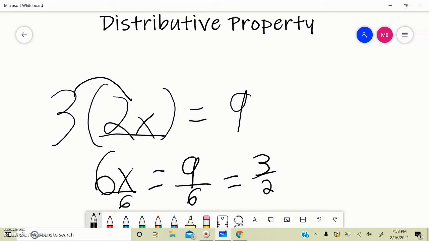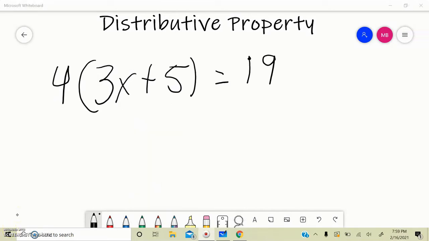Next, we're going to take a look at having 2 terms inside the parentheses. So now that we looked at one term with the distributive property, let's look at a 2-term example. So I have 4 on the outside of the parentheses, and on the inside I have 3x plus 5. And I have all of that equal to 19. So what I'm going to do is distribute this 4, which means to multiply it, each term on the inside of the parentheses.